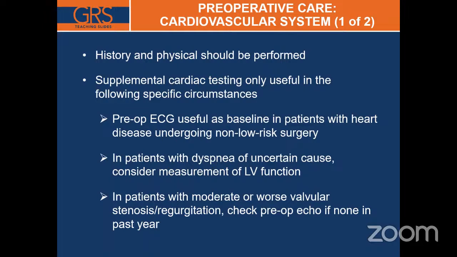Also, if the patient is experiencing dyspnea of uncertain cause, we need to do an echo and measure the left ventricular function to exclude that this patient is experiencing heart failure, because if he is having heart failure, we need to medicate the heart failure before surgery. The third situation is if the patient has moderate or worse valvular stenosis or regurgitation, we should do a preoperative echo, especially if he has had no echo in the last year.